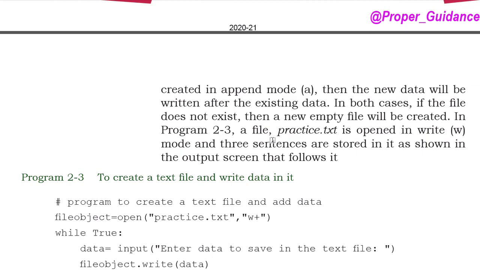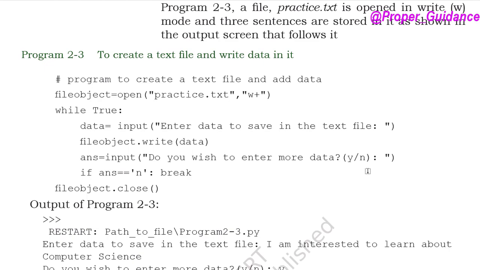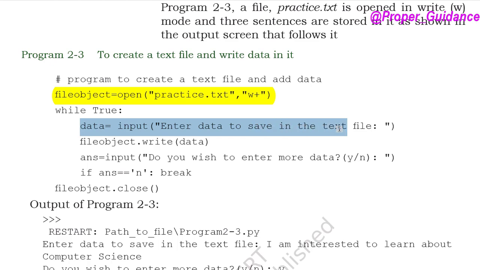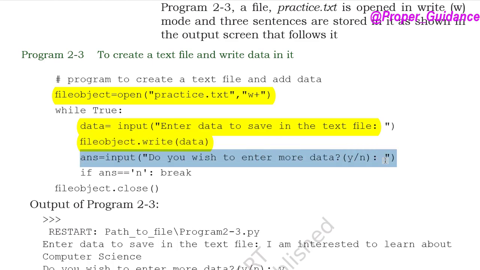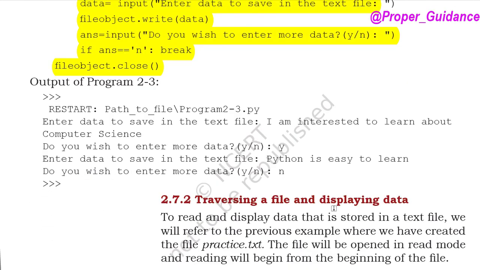In program 2.3, our file practice.txt is opened in write mode and 3 sentences are stored in it, to create a text file and write data in it. File object equals open practice.txt, w plus. While true: data equals input, enter data to save in the text file. File object dot write data. Answer equals input, do you wish to enter more data, yes or no? If answer is equal to no, break. File object dot close. Output of the program is shown here.